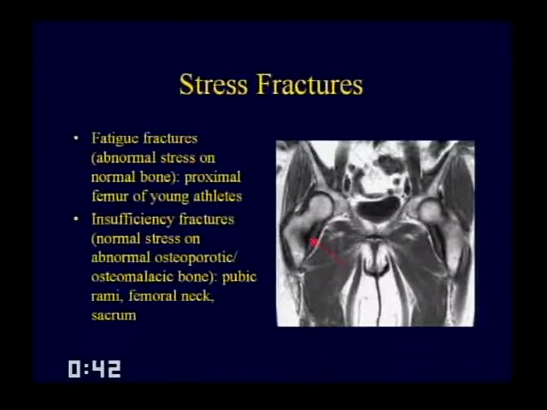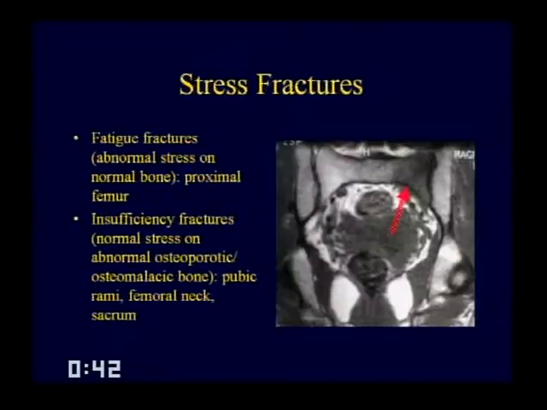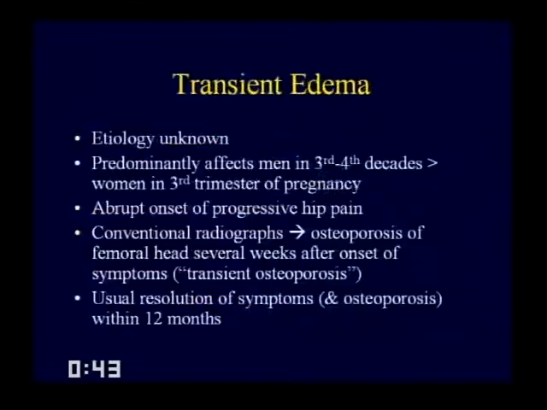Stress fractures can be divided into fatigue fractures, which refers to abnormal stress on normal bone, and you can typically see these in the proximal femur, femoral neck of young athletes, and insufficiency fractures, where you have normal stress on abnormal osteoporotic or osteomalacic bone, which tends to occur in the pubic rami or the sacrum, as you see here, a lot of edema, and can also occur in the femoral neck in older patients as well.